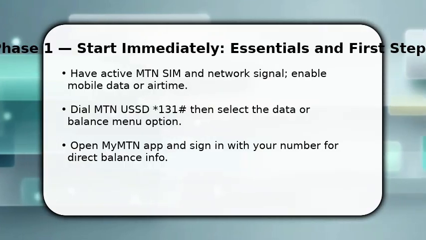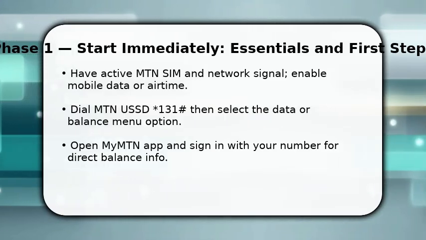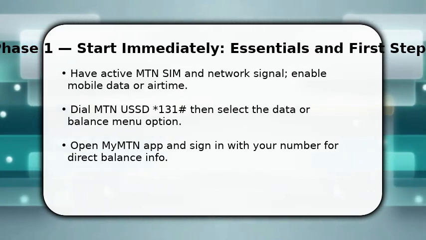Once done, open the My MTN app, log in with your number, and look at the top card for data balance and expiry. These two actions give you instant numbers. Make sure to note expiry dates while the session is active, because that governs usage.